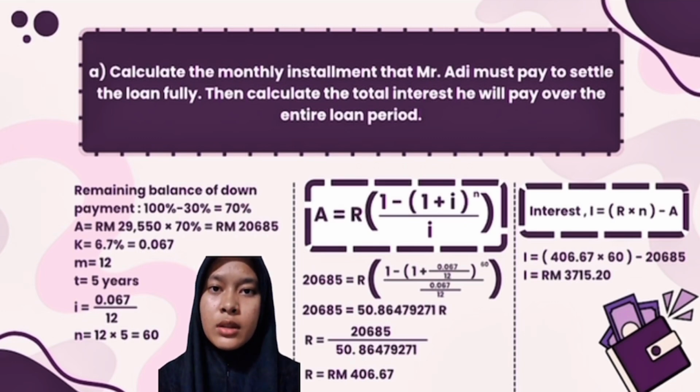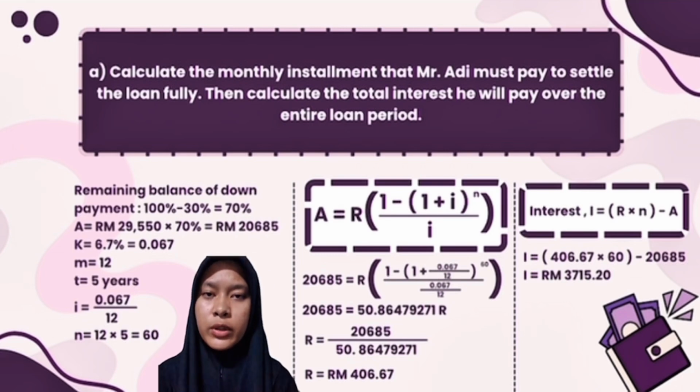Next, the annual interest rate given is 6.7%. We must convert the percentage into a decimal first. So 6.7% becomes 0.067. For m, we use 12 since the interest is compounded monthly. Then 0.067 divided by 12 gives the monthly interest rate, which is i. The loan term is 5 years. The total number of monthly payments will be n equals 5 multiplied by 12 equals 60.